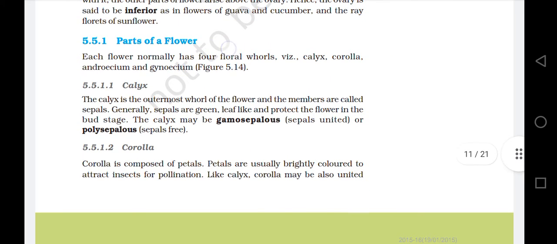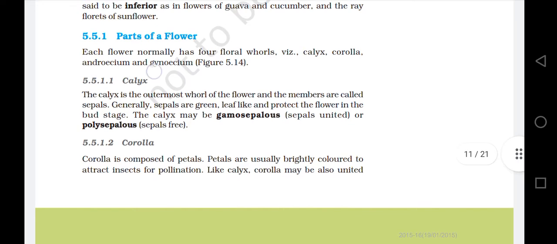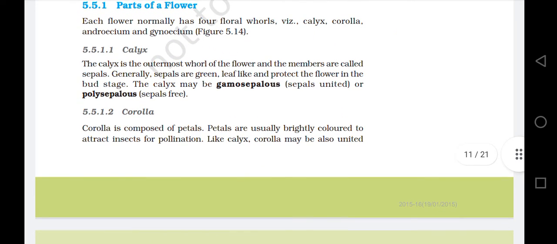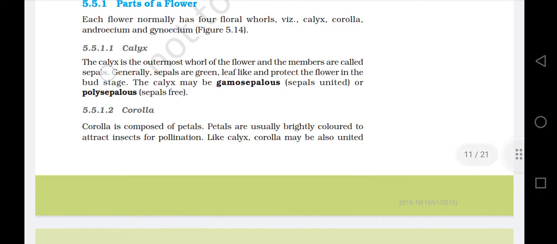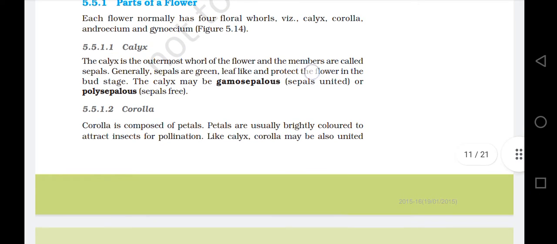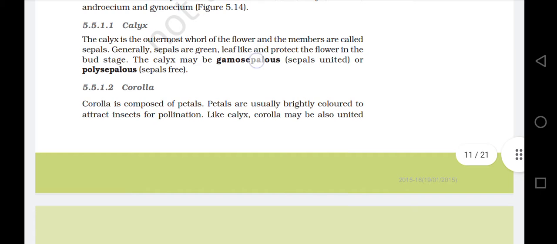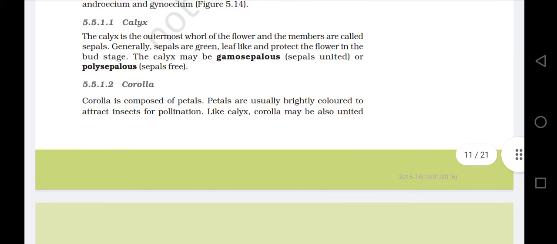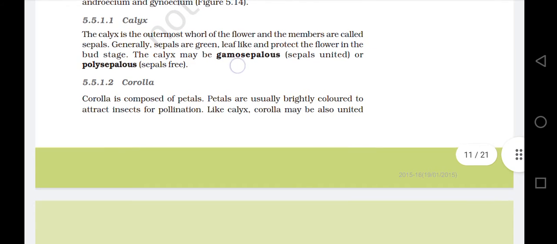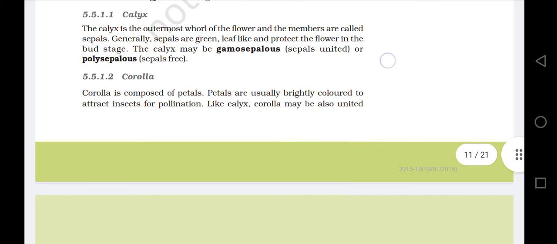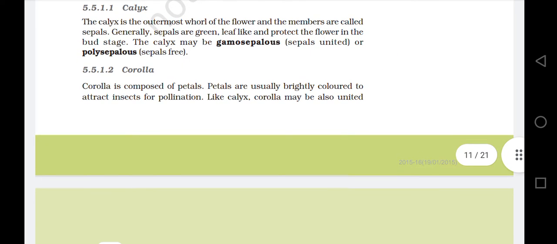5.5.1 Parts of a flower. Each flower normally has four floral whorls. Visualize calyx, corolla, androecium, and gynoecium. Figure 5.14. 5.5.1.1 Calyx. The calyx is the outermost whorl of the flower, and the members are called sepals. Generally, sepals are green, leaf-like, and protect the flower in the bud stage. The calyx may be gamosepalous, sepals united, or polysepalous, sepals free.